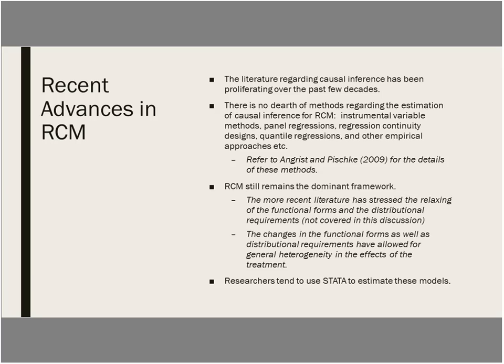And then there's another book by Angrist and Pischke that came out a few years ago called Mastering 'Metrics. It's a little bit more plain English version, and it goes through these different methods, instrumental variables, panel regressions, and so on. But the RCM is a very dominant framework, and the more recent literature has been stressing functional forms and distributional requirements, which I didn't really cover much, and you can allow for different types of heterogeneity and so on.